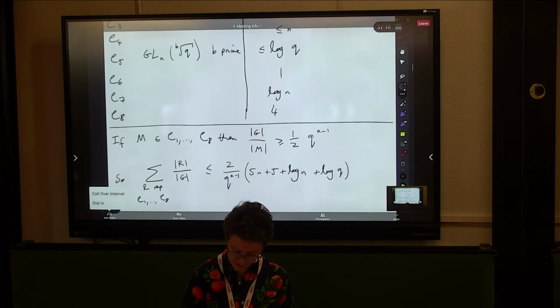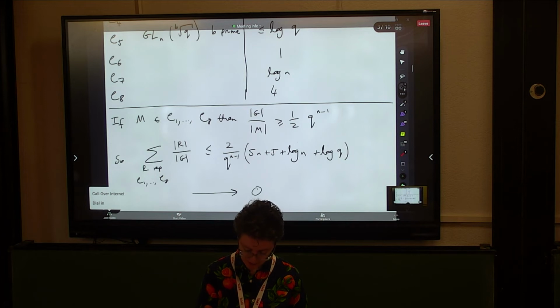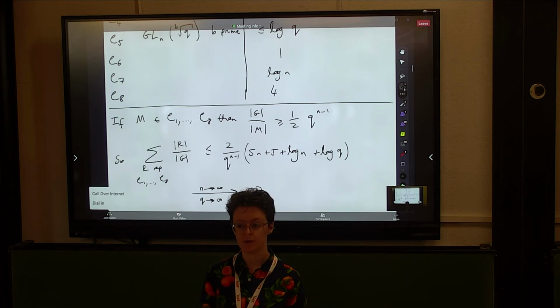Okay, we want this to go to 0. Does it go to 0? Yeah. So it goes to 0 as n goes to infinity. It also goes to 0 as q goes to infinity. So we're good here. What's left to do is the class S.